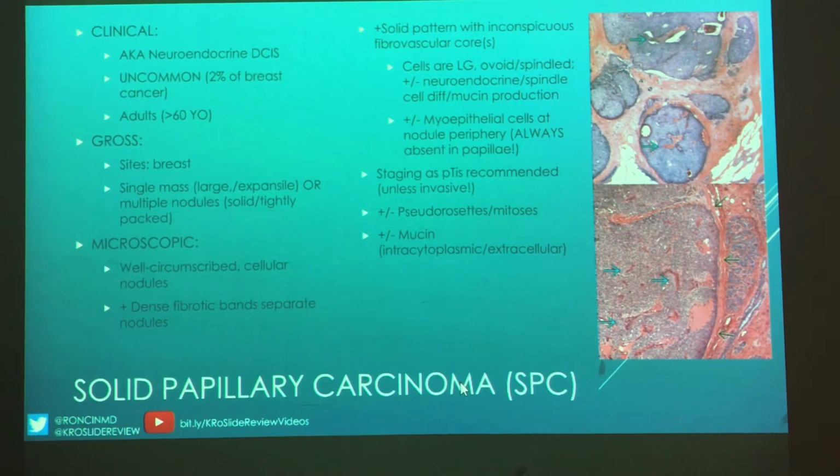And your myoepithelium, again, is going to be at the periphery of the nodule. If you have papilla, you're not going to find myoepithelial cells there. So your P63 is not going to be as helpful. We did talk about the T staging for these. You can also see pseudo-rosettes. Sometimes you can see mitotic figures, and the mucin we already talked about as well.